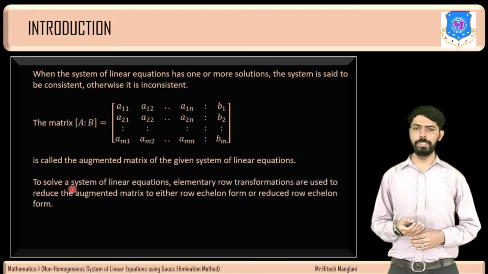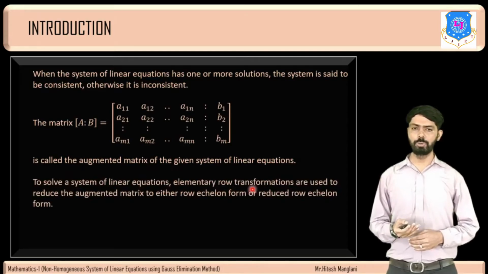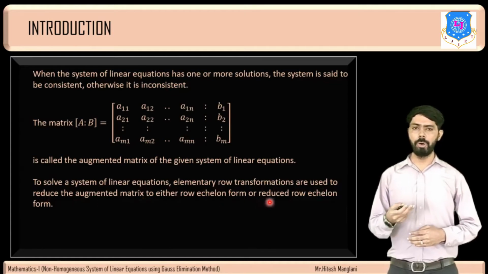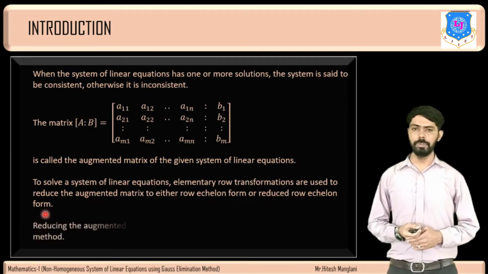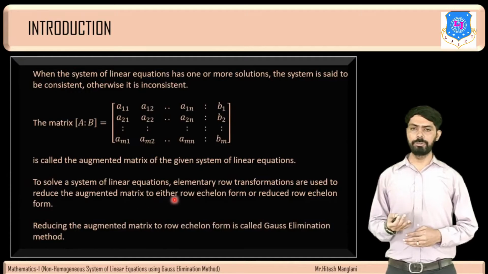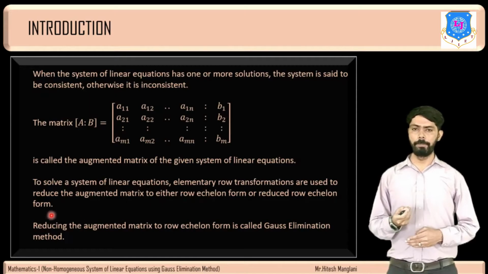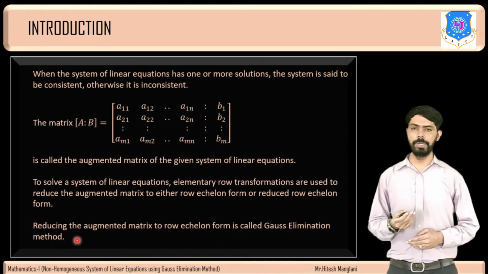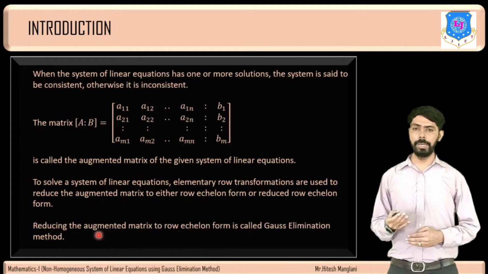And to solve a system of linear equations, elementary row transformations are used to reduce the augmented matrix to either row echelon form or reduced row echelon form. So we will convert this augmented matrix by elementary transformations to row echelon form or to reduced row echelon form. Now reducing the augmented matrix to row echelon form is called Gauss elimination method. So in Gauss elimination method, we convert the augmented matrix into row echelon form with the help of elementary row transformations.